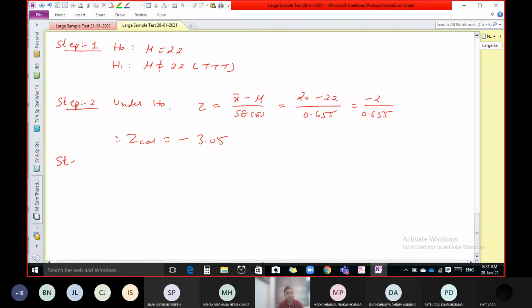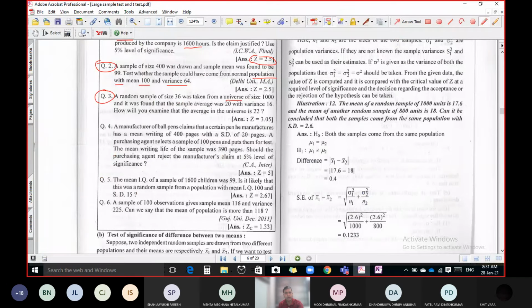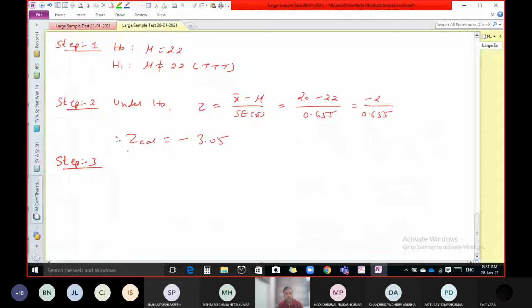Now step 3. Nothing is mentioned in the question regarding level of significance. See, the value of z cal is 3.05. So we have to take alpha 5%. You can take 1%. Let us take 1%. No problem at all. You have a choice.